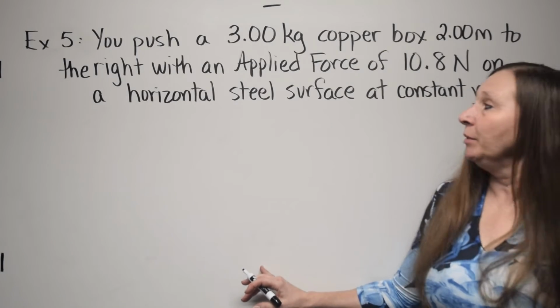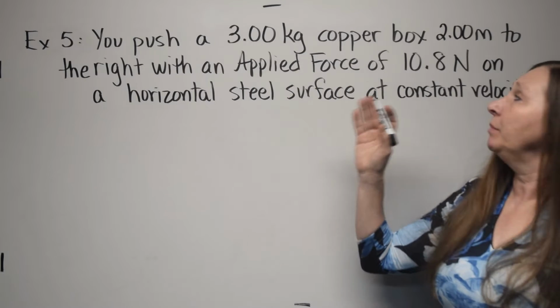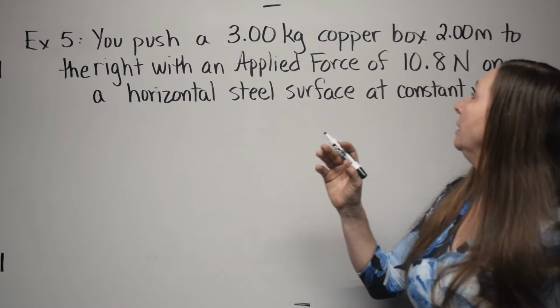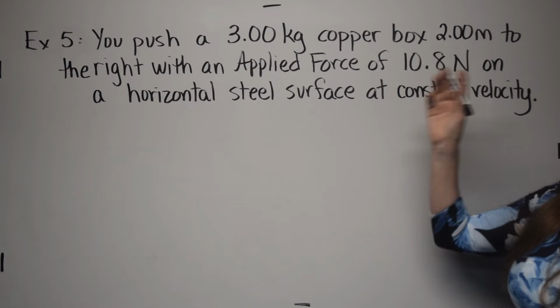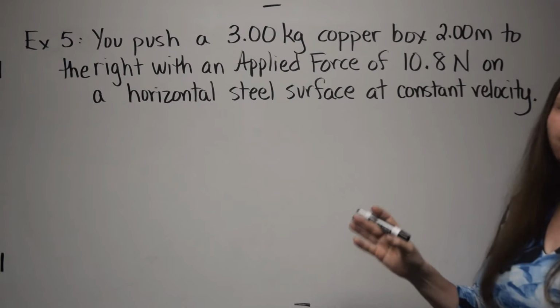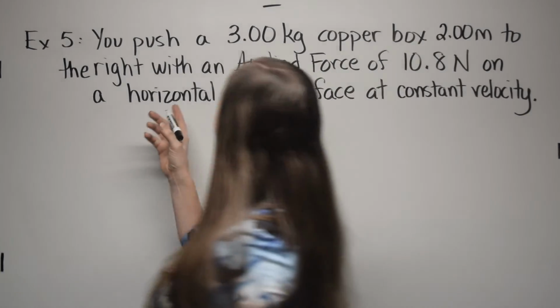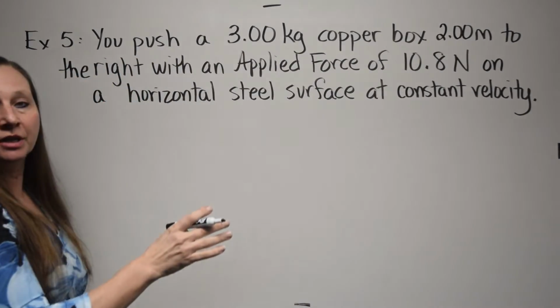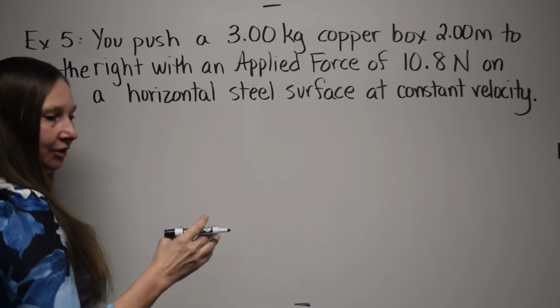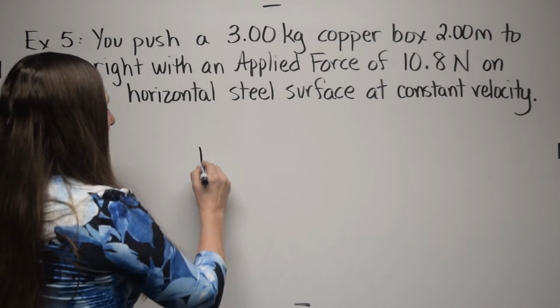In this final problem, we have a 3-kilogram copper box, and we're pushing it 2 meters to the right with an applied force of 10.8 newtons on a horizontal steel surface and at a constant velocity. So here's your box.